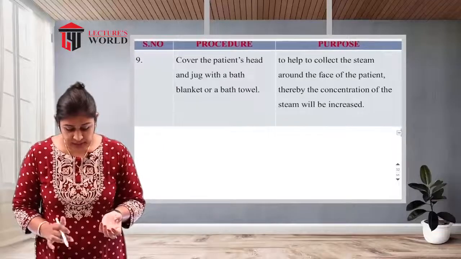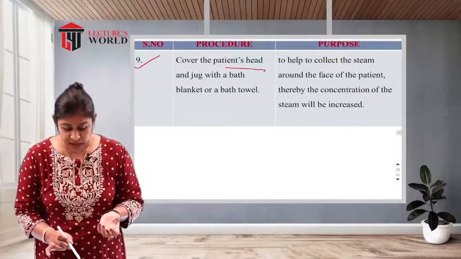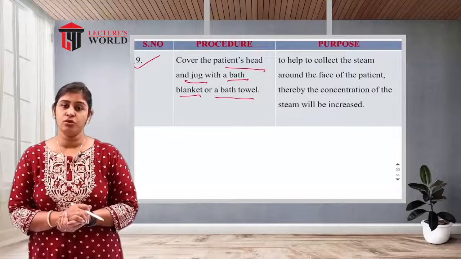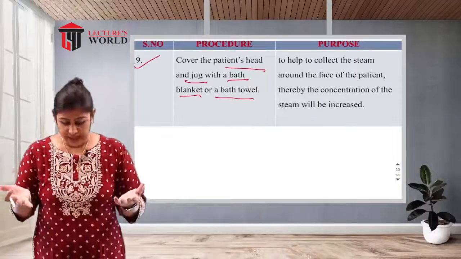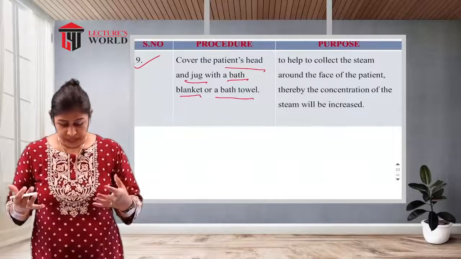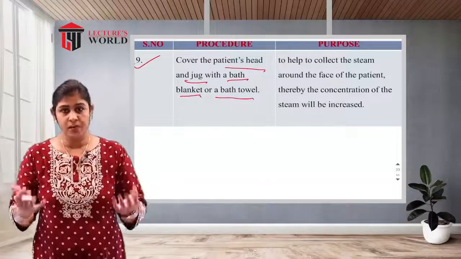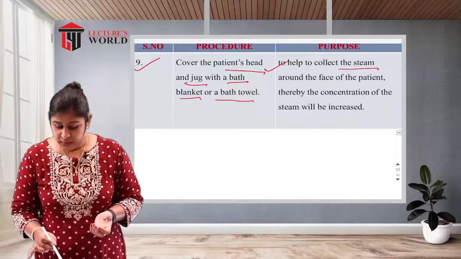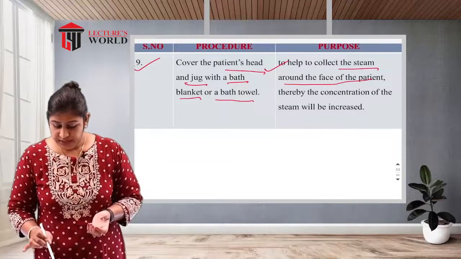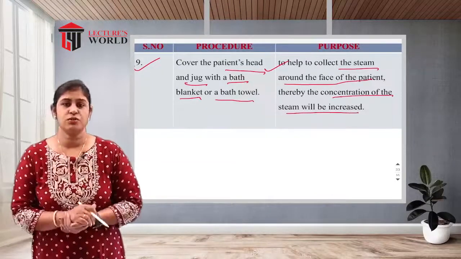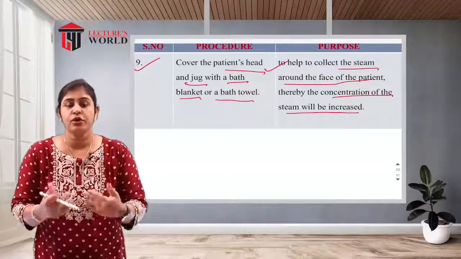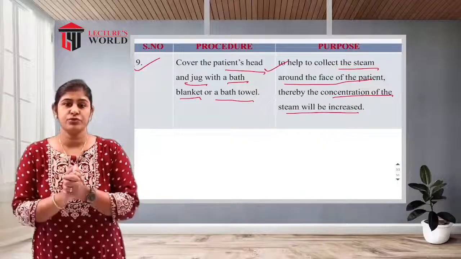Next procedure is cover the patient's head and jug with a bath blanket or a bath towel. What is the purpose? To help collect the steam around the face of the patient, thereby the concentration of the steam will increase. Okay, so these are the procedures to do the inhalation.